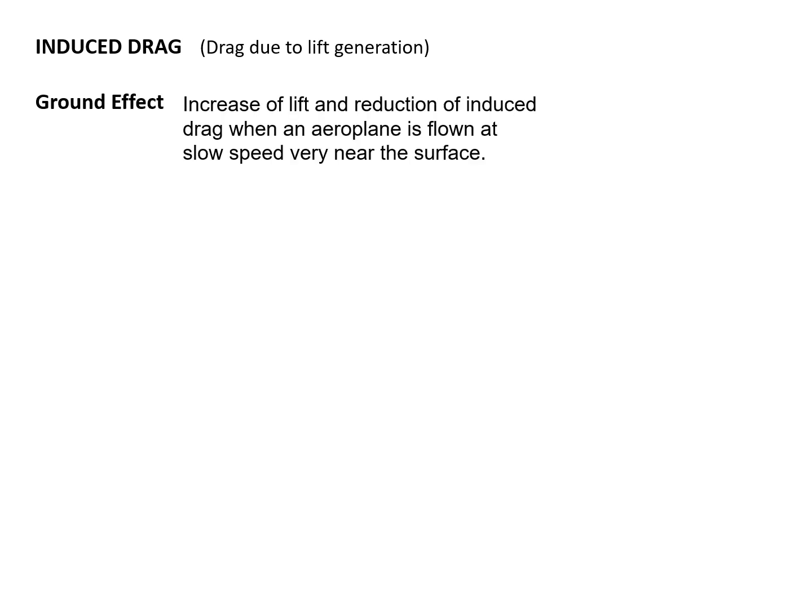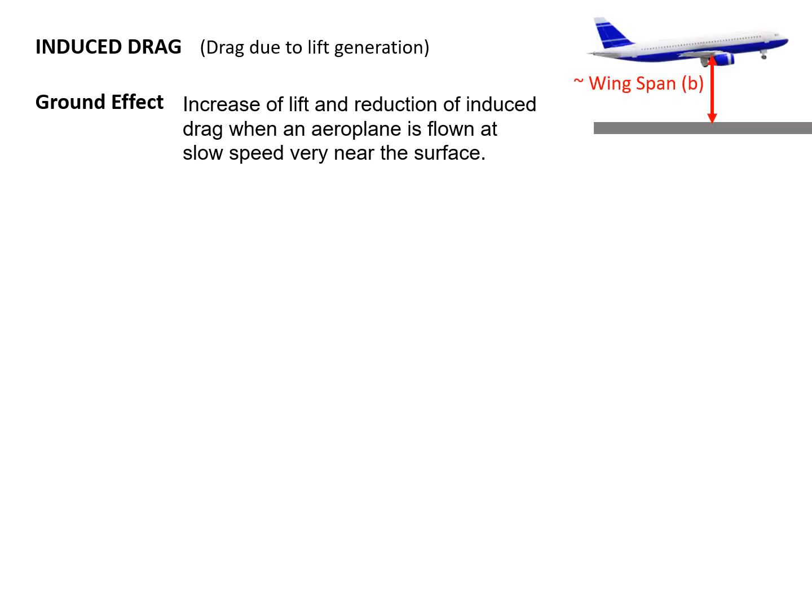There's also ground effect during the ground run. The ground effect applies to the lift generation and also the induced drag. So what is ground effect? Ground effect is an increase of lift and a reduction of induced drag when an airplane is flown at slow speed very near the surface. Usually we take ground effect into account when the distance between the aircraft and the ground is within roughly a wingspan.